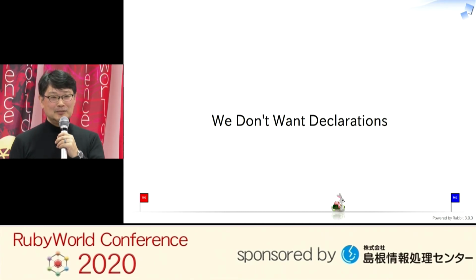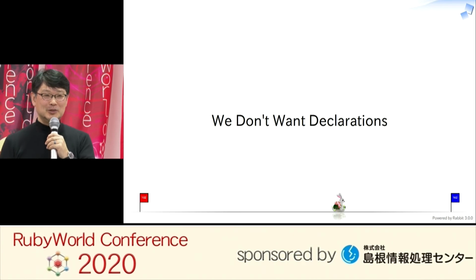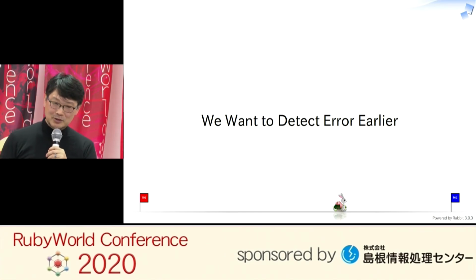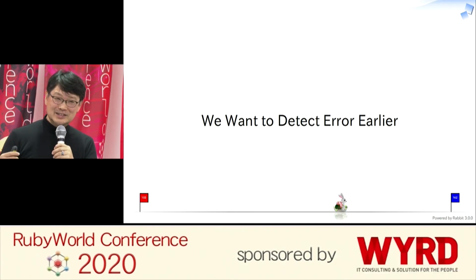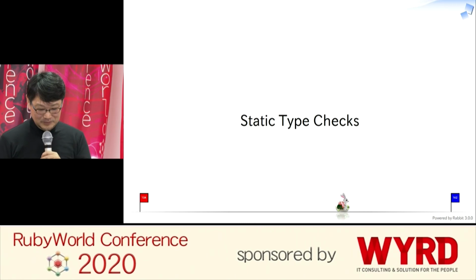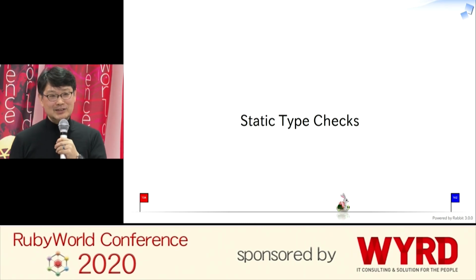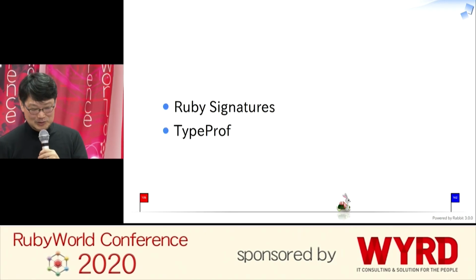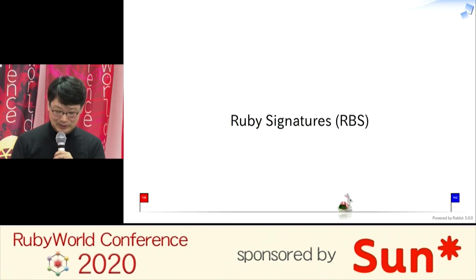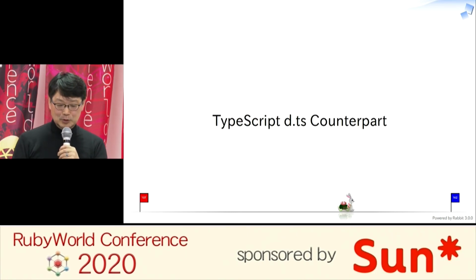Many TypeScript programs show that we can do that to that extent, but we don't want to do that ourselves. There are two sides of the coin. We want to identify errors earlier, but we have to provide more information to the compiler to let it identify errors. It is not very rational, and so Ruby Signature and TypeProf are introduced for static type checking.